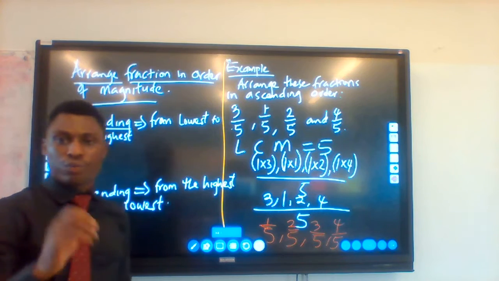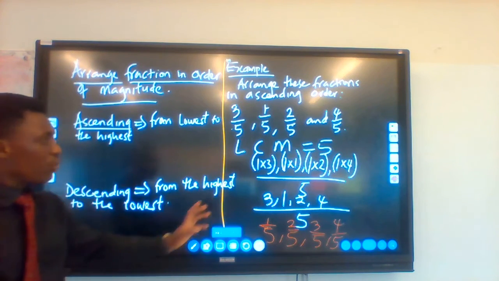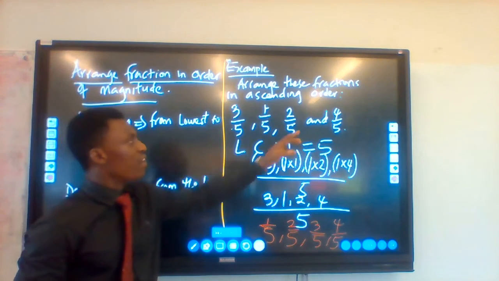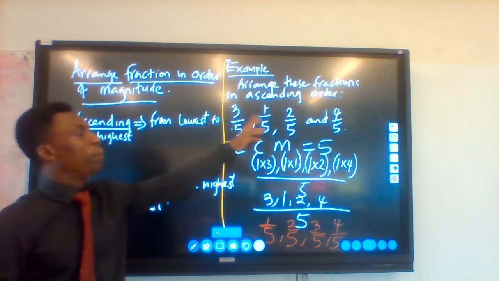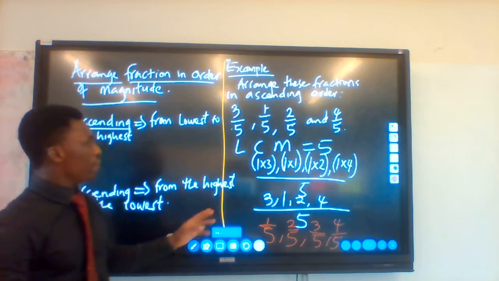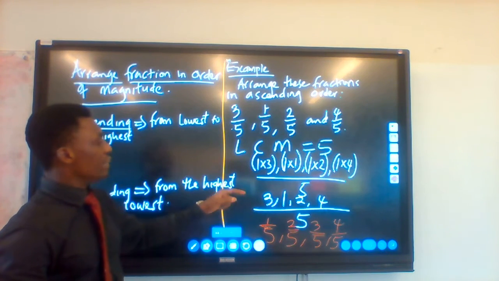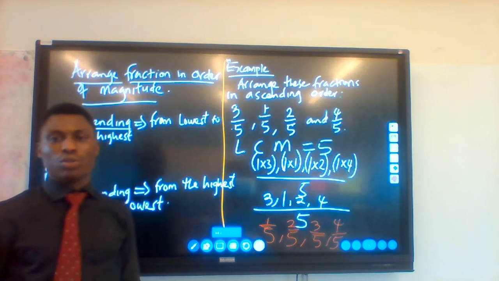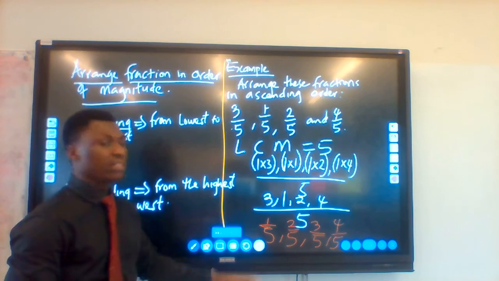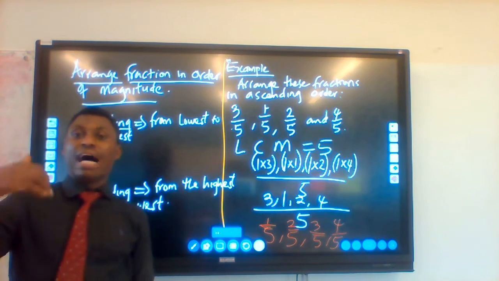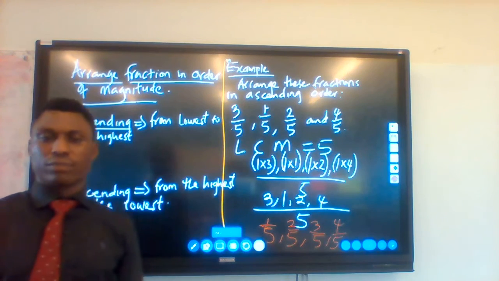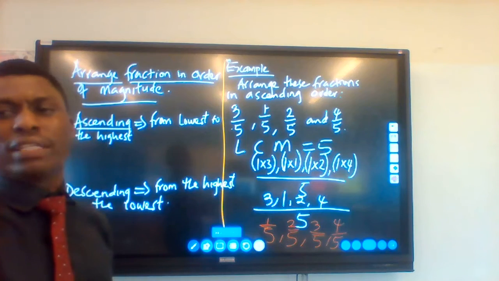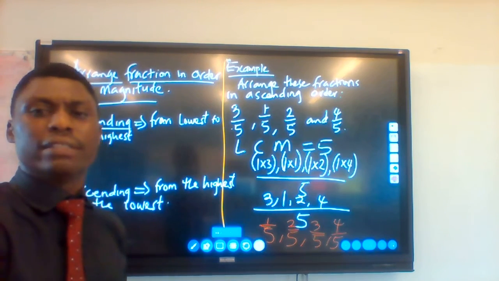In this place, what we do is find the LCM, and because everything is over 5, we can easily pick the same LCM for them, which is 5. Then you apply this method to any question given to you. We put the lower one first because we are dealing with ascending order. That is how to arrange fractions when the denominators are the same.